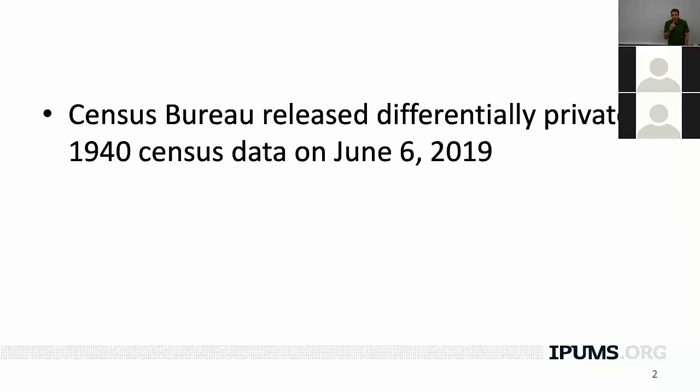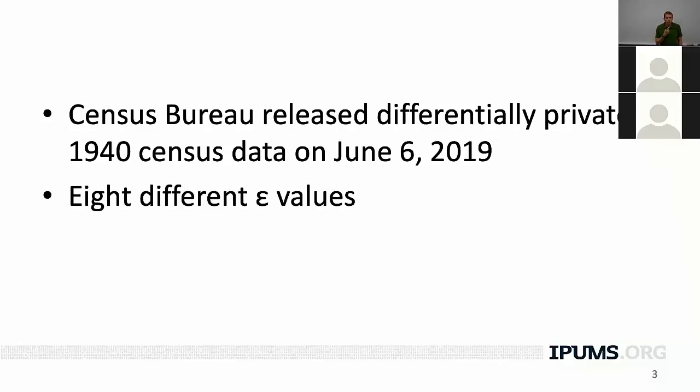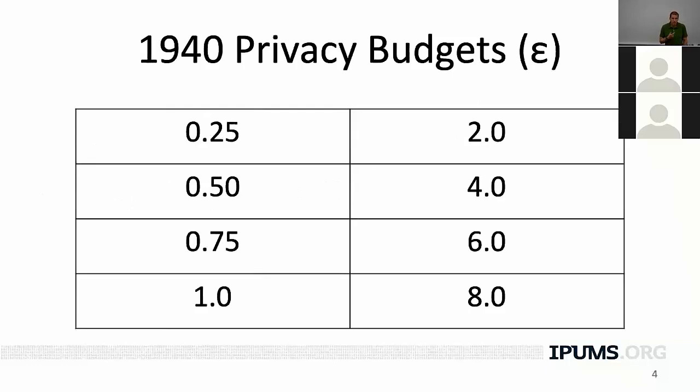Just a little background. The Bureau released the differentially private data on June 6, 2019. They chose 8 different global privacy loss budget levels for those data sets, 8 different values of epsilon. Those values ranged from 0.25 to 8. An epsilon value of 8 means there's very little noise infused, so the data are more accurate. A privacy loss budget of 0.25 is low, which means there's a lot of noise infused into the data, and that is going to be less accurate. So just to bracket that for understanding.